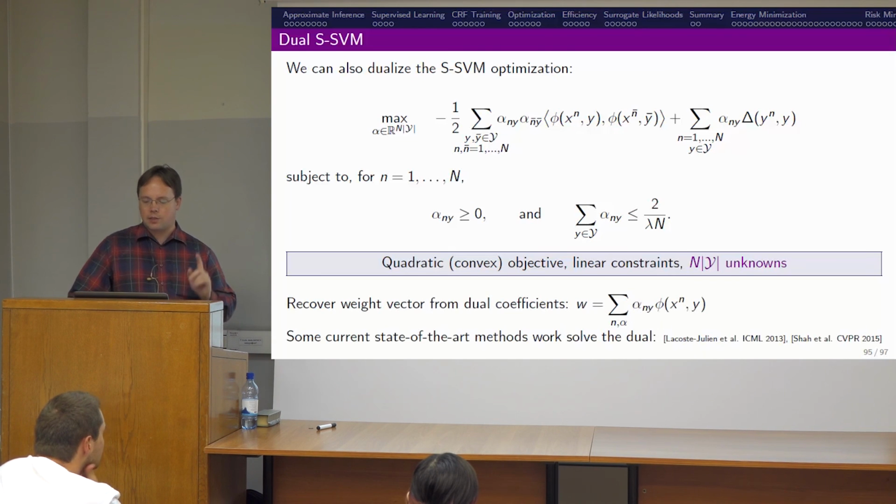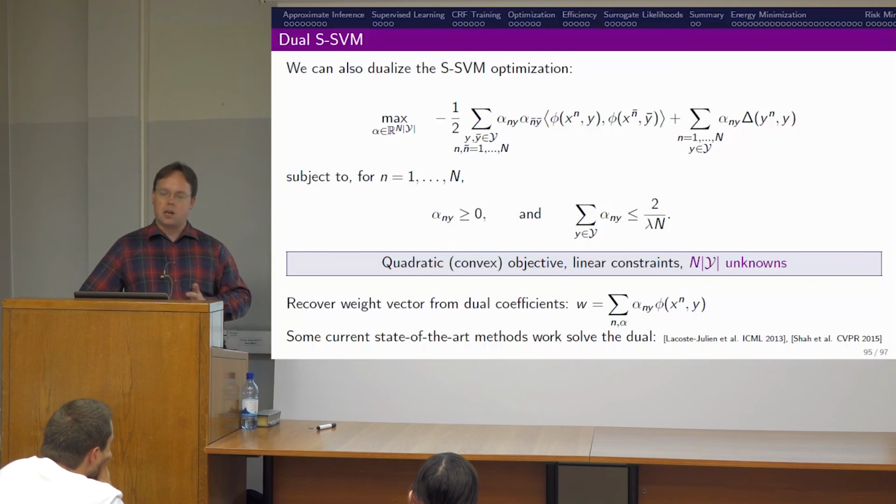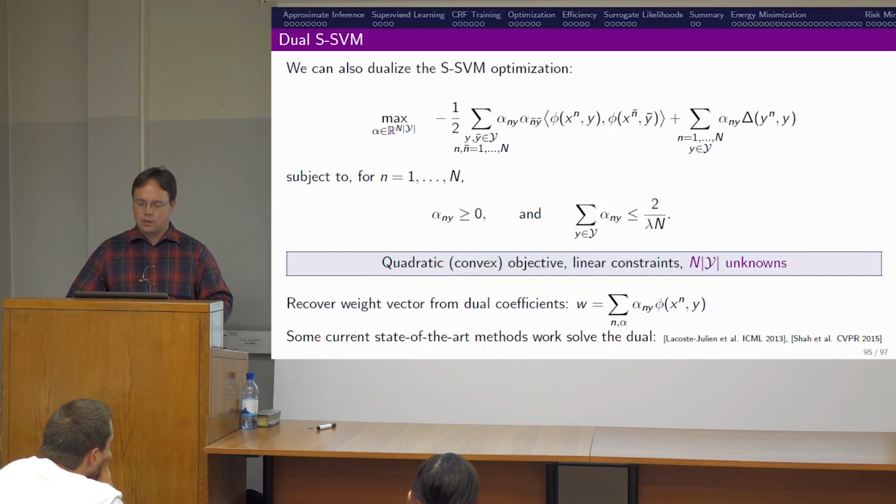Nevertheless, these are the methods that currently are maybe state of the art. There's some work by Simon Lacoste-Julien at ICML a few years ago, also by ourselves from CVPR last year, which show very nice, smoothly converging rates for these kinds of objectives. So this is one of the directions where currently still a lot of active research on optimization for structured SVMs is going on.